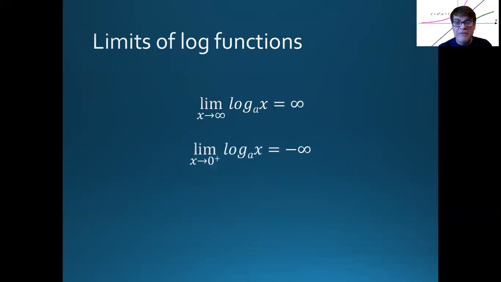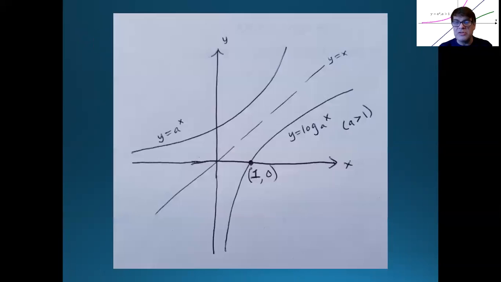Now here's an interesting one. If you approach 0 from the right side, the limit is going to approach negative infinity. Now let me just show you on the graph, because you can see this really easily on the graph. So as you approach 0 from the right, it goes to negative infinity.